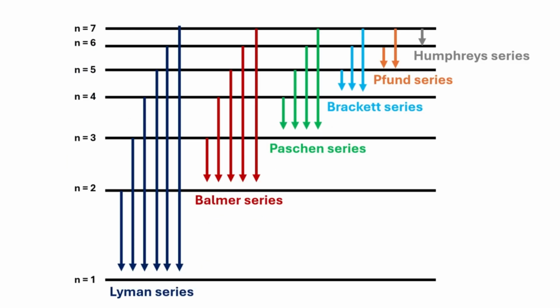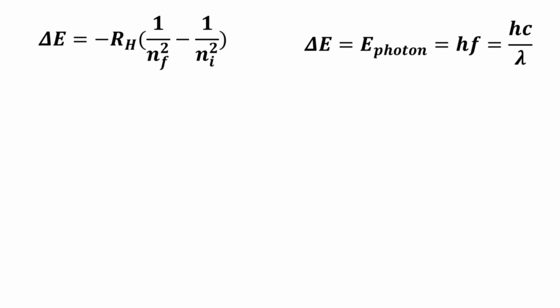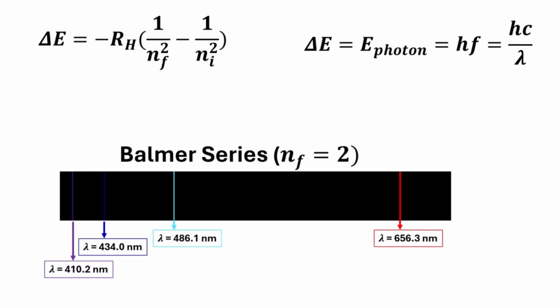For hydrogen, the different energy transitions are labeled as different series, called the emission spectrum. So when transitioning down to the first energy level, it's the Lyman series, and then when transitioning to the second energy level, it's the Balmer series, and so on. Now going back to the equations for the photon's energy and energy levels, we can calculate the wavelength of the photon that's emitted. The Balmer series of hydrogen is where the electron transitions down to the second energy level, and it has 4 spectral lines that are in the visible light wavelength.